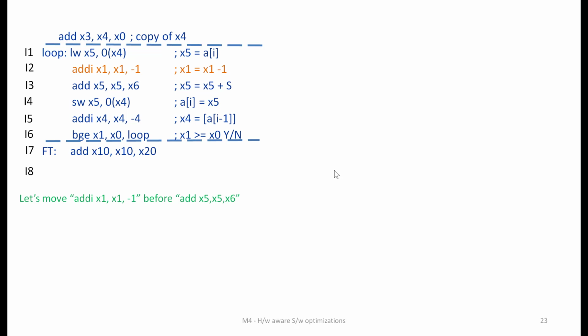Now I have just labeled them like earlier: I1, I2, I3, I4, I5 and I6. And if you look at the stalls or the flushing of the pipeline that would be needed, we do not have any stalls between I1 and I2 because there is no data dependence. Similarly for the rest of the instructions, and after I6 we have 2 cycles to flush the pipeline.